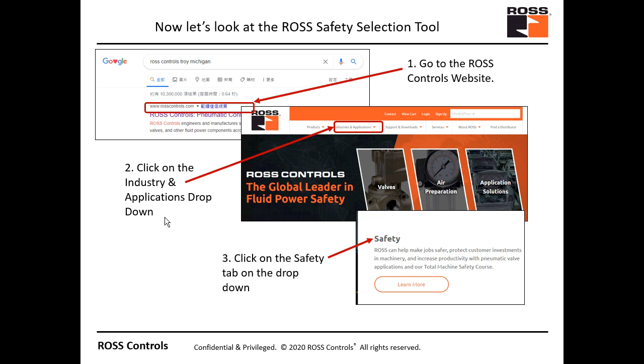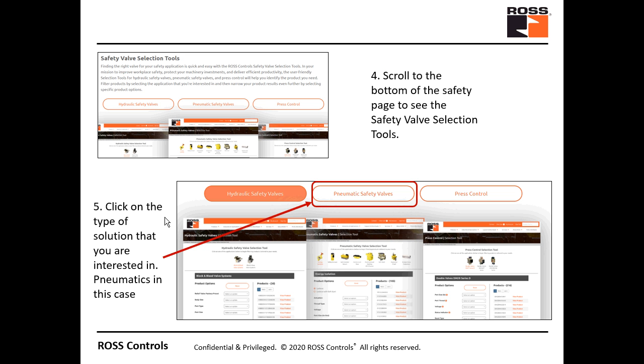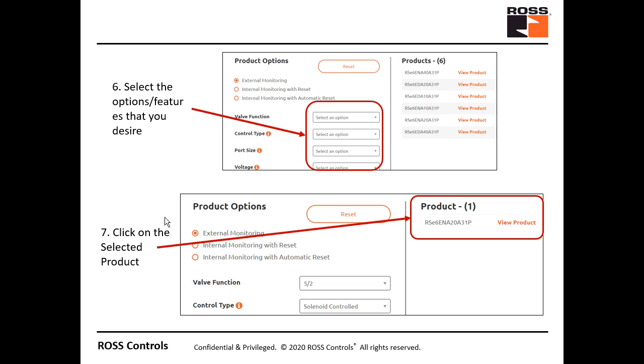And if you clicked on the industry and applications page, the first drop down in that menu is safety. If you clicked on that safety tab and scrolled down on that safety page, there is the safety valve selection tool. You could go in and click pneumatics. Since we are doing pneumatics, click on the valve type that you want. And what it does is it brings up a list of questions like what port sizes do you need, how much flow do you need, what voltage, that kind of stuff. And it would limit you from the 6 products that are possible to 1.